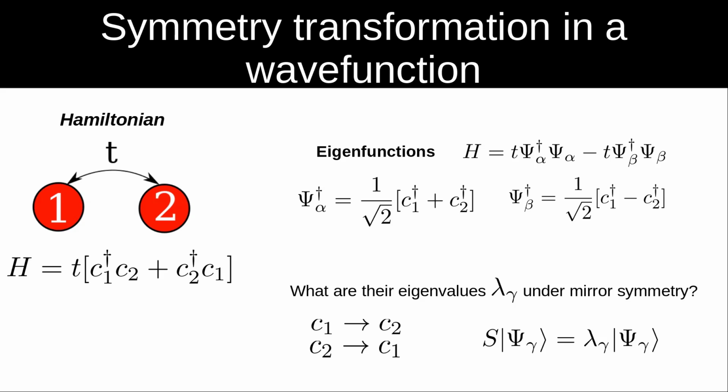So my question for you is, what is the eigenvalue that we get when we apply mirror symmetry to these wave functions? Of course, mirror symmetry in this system just corresponds to switching 1 by 2. You can imagine that you have a mirror in the middle between 1 and 2, and this effectively just flips the indices. If you look at the wave functions, you can very easily see that the first wave function gets a plus, and the second wave function gets a minus. So we can have different wave functions picking different signs when we apply a symmetry operation.